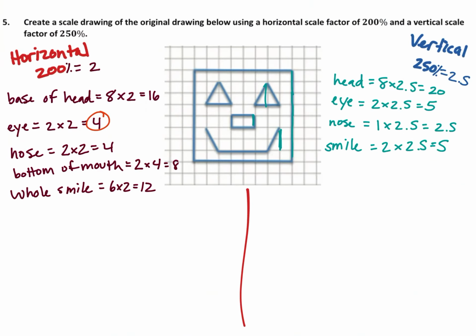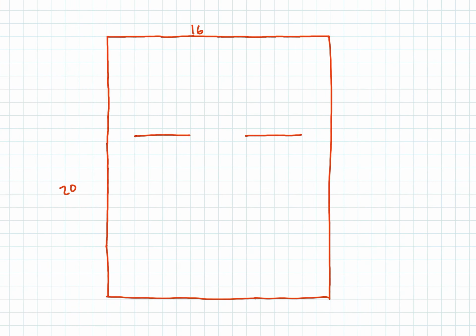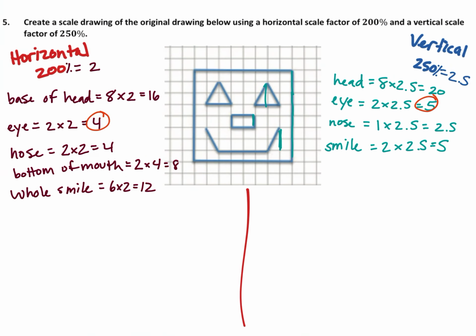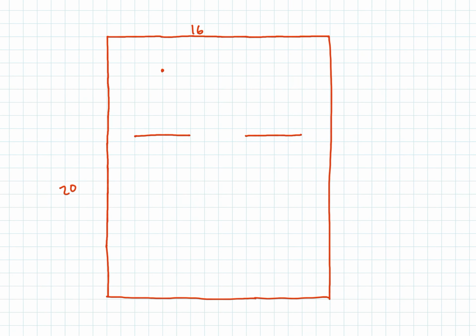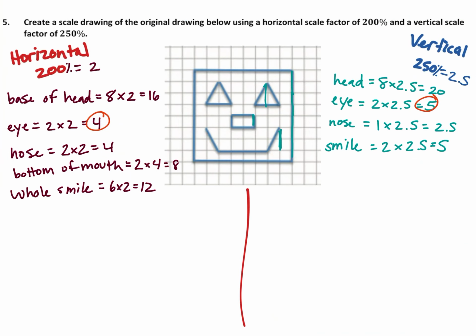Then his eyes were 5 tall. So this would be 1, 2, 3, 4.5, because there's already a half there. Then we're going to connect those. So same thing here. Half, 1.5, 2.5, 3.5, 4.5, 5. Then his nose was 4 across and 2.5 tall.